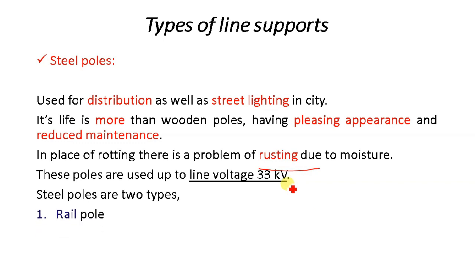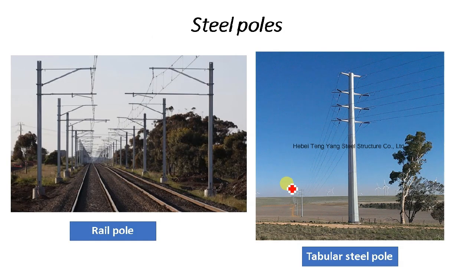The first one is the rail pole, and the second one is the tubular pole. So we are going to discuss both these poles in detail. These kinds of poles are generally painted, or we can say galvanized, to prevent rusting. And if you look at the base of these poles, a base plate is provided at the base to erect it in the ground.